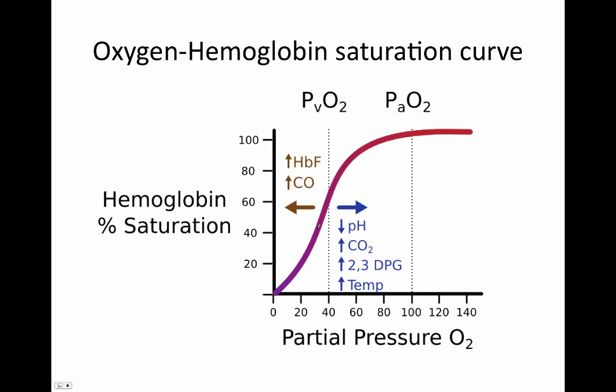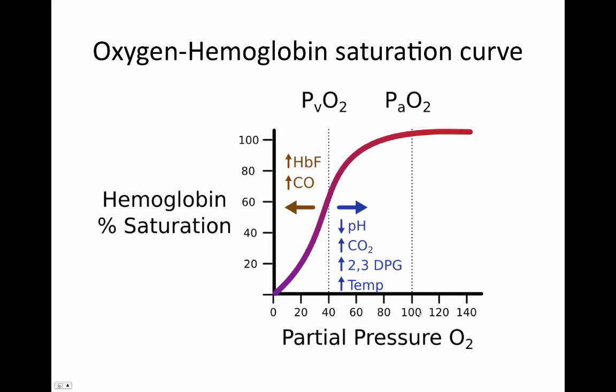This is the oxygen hemoglobin saturation curve, and it represents the percent of hemoglobin within your red blood cell that is saturated depending on the partial pressure of oxygen within your lungs. At equilibrium, oxygen will bind to heme at the same rate that another oxygen molecule is being released. But if the partial pressure of oxygen increases, more oxygen will bind to the hemoglobin and fewer will be released.